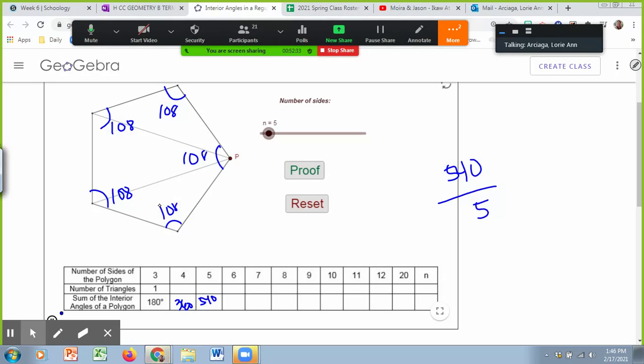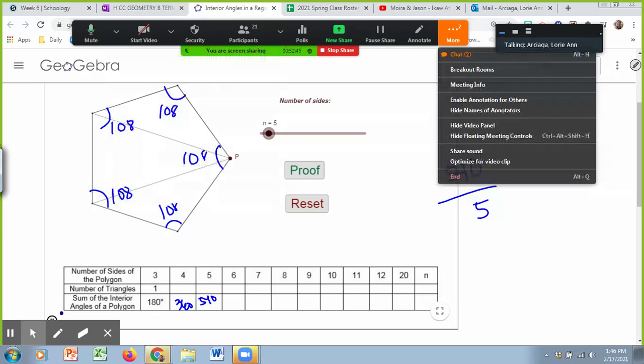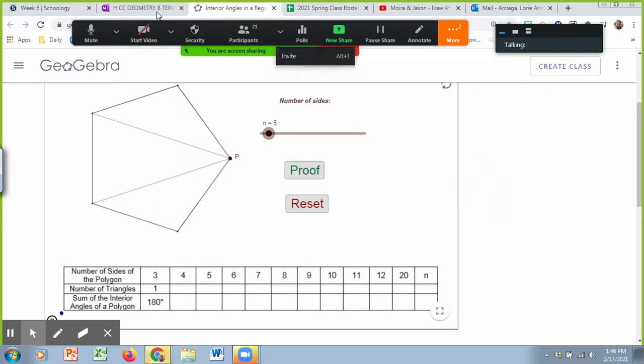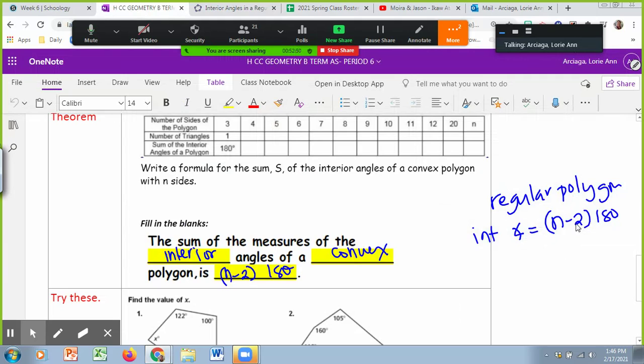So that means if you know the total, then you can give me the measure of each of the interior angles if the polygon is regular. Does that make sense? Okay, going back here, let me clear the ink. If you want to find the measure of one interior angle in a regular polygon, then it's going to be divided by the number of sides n, right?